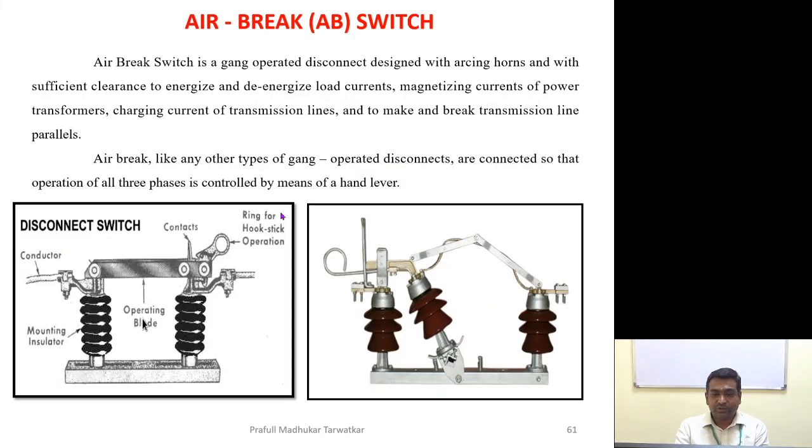Then air brake switch, normal isolator you can say. This is also called an AB switch, cut out, and this is installed at the very top of the distribution pole. Maybe single operated or gang operated. When there are multiple installations, meaning 3 different switches are installed, they have to be operated simultaneously. So they are connected with a common rod, and that is why they are called a gang operated AB switch.